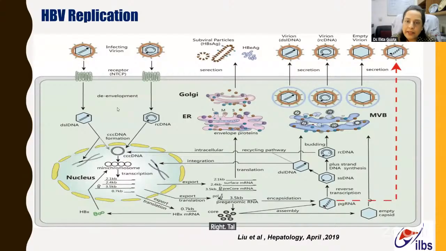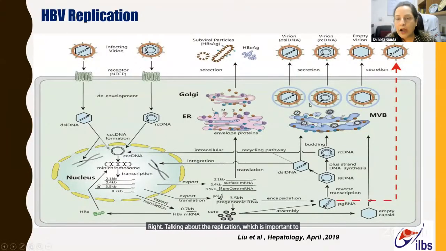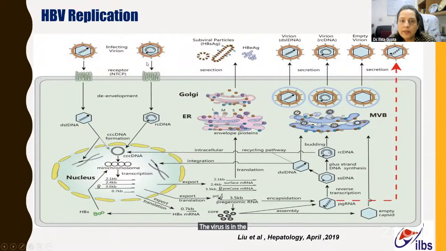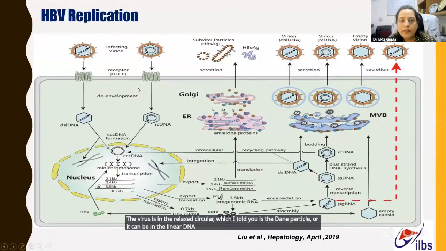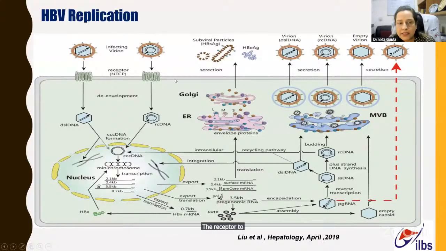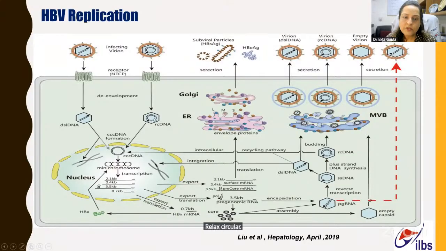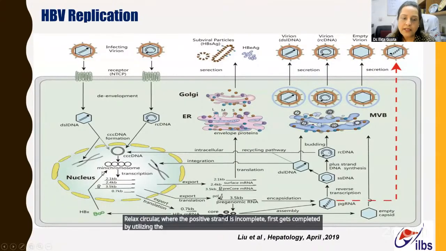Talking about the replication, which is important to understand the markers of hepatitis B, the virus is in the relaxed circular form, which I told you is the Dane particle, or it can be in the linear DNA form. The receptor to the hepatocyte is NTCP, sodium taurocholate co-transporting polypeptide receptor, through which it enters. In relaxed circular DNA the positive strand is incomplete; it first gets completed by utilizing the polymerase and forms cccDNA, which is a mini chromosome.